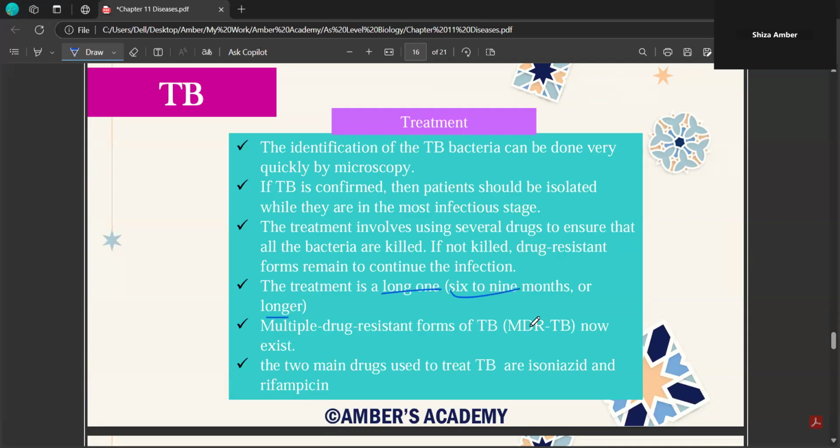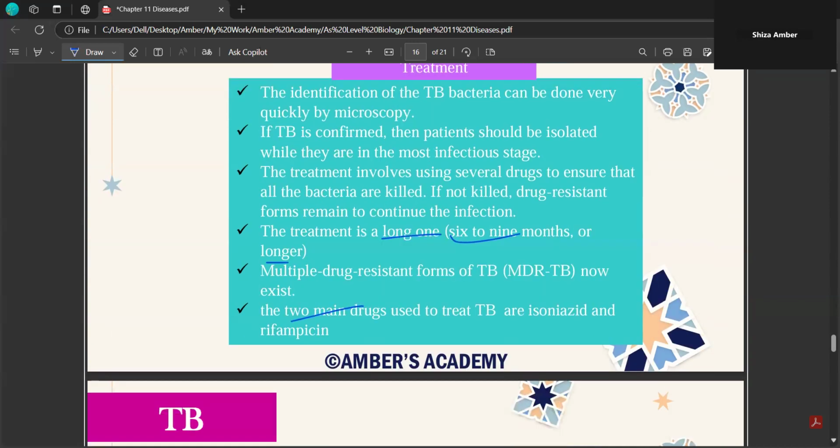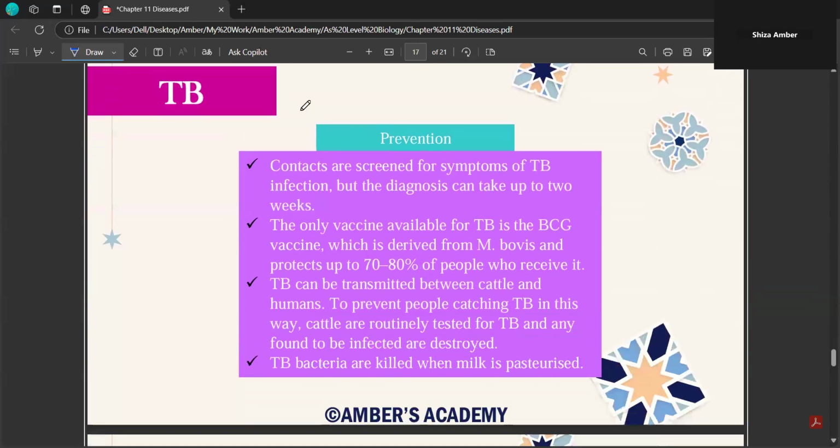Multiple drug resistant forms of TB, MDR TB, now exist. One of the main drugs for TB is rifampicin, but they won't ask you this. You need to just know the basic treatment, basic prevention, and how it's caused. Then contacts are screened for symptoms of TB infection, but the diagnosis can take up to 2 weeks.